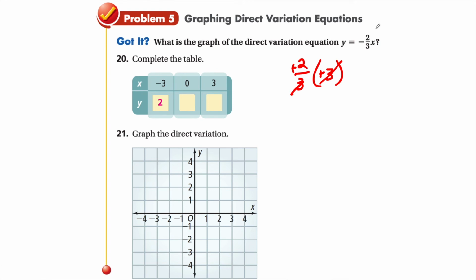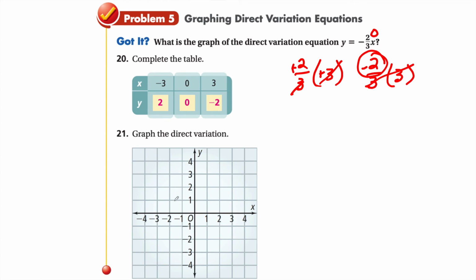If I plug a 0 into this equation, we now have negative 2 over 3 times 0, which is 0. And if negative 3 gave positive 2, then I'm going to assume that positive 3 will probably end up being a negative 2. But let's check just to make sure. So we have negative 2 over 3 times 3. The 3's cancel out, leaving you just with the negative 2. So 3 is now going to become negative 2.